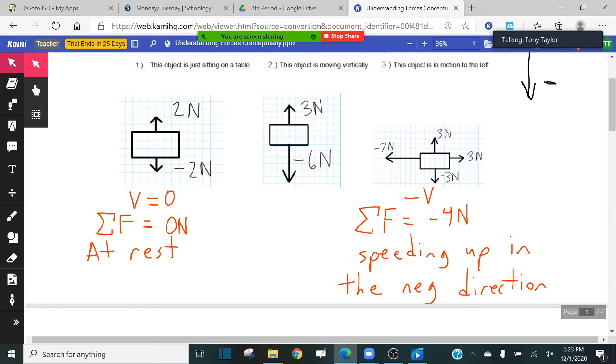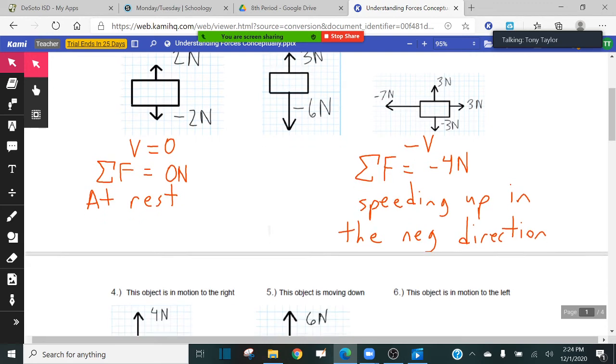Oh, and guys, here's another easy way to know whether or not an object is speeding up or slowing down. If you look at these two signs here, if the signs are the same, then the object is always speeding up. If the signs are different, then the object is always slowing down. So, for example, this is the negative and this is the negative. Since both those signs are negative, we know that this object is speeding up. If this sign was negative and the other sign was positive, then that would be slowing down because you have different signs. Okay.